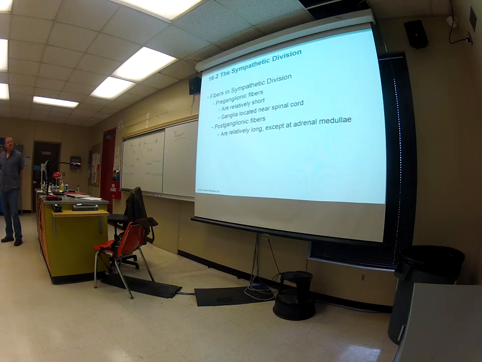Fibers in the sympathetic division, preganglionic fibers, are relatively short. Ganglia located near the spinal cord. Postganglionic fibers are relatively long, except at the adrenal medulla, because, well, it's the adrenal medulla.